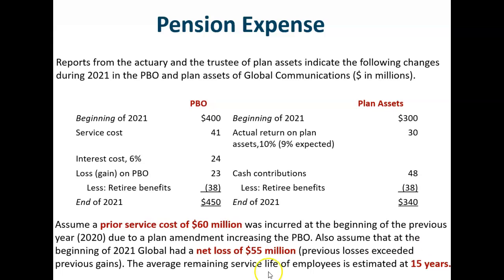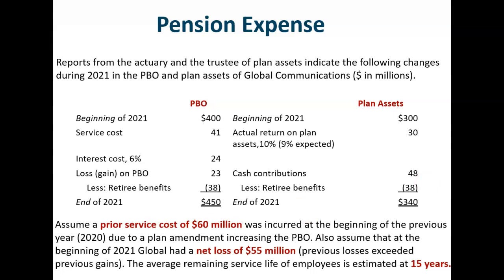Another component of pension plan expense might be amortization of prior service cost. As discussed in prior video lectures, increases to the PBO resulting from retroactive application of a plan amendment are referred to as prior service costs. In our example, there was a $60 million increase in Global's PBO due to recalculating benefits employees earned in prior years as a result of the plan amendment in 2020.